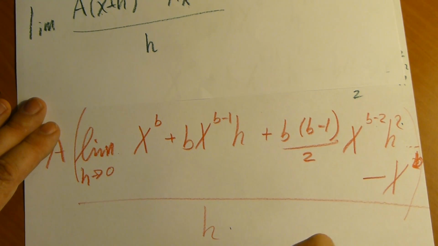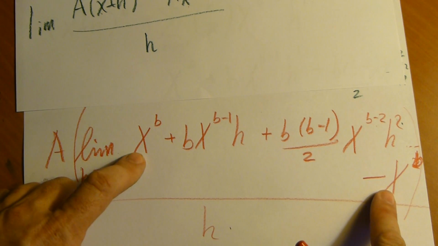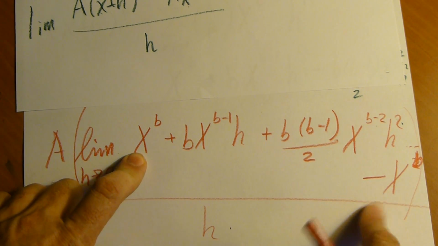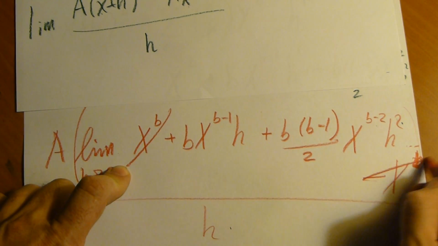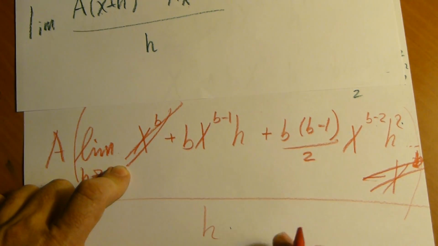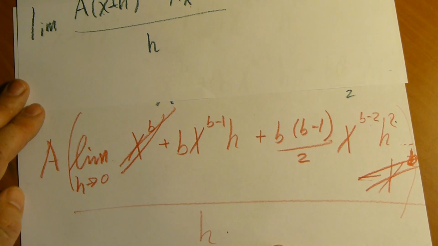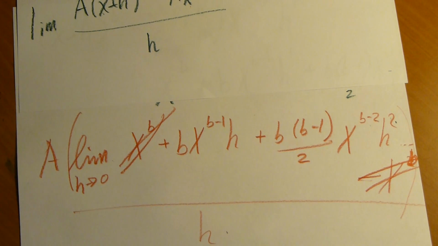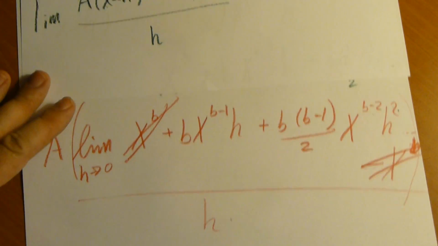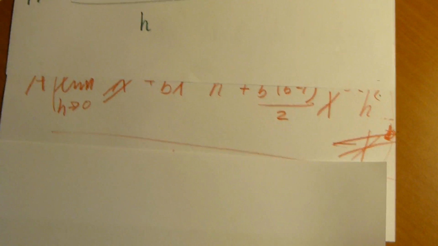First thing to simplify: x to the b minus x to the b cancels out. Okay, what does that leave us with? That leaves us with a fresh sheet of paper. Never be afraid to use a fresh sheet of paper. Keep this nice and clear by using extra sheets as necessary.